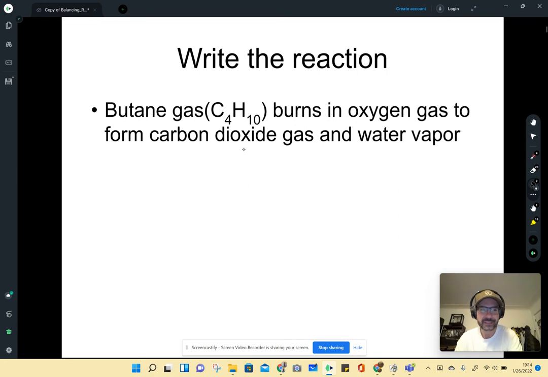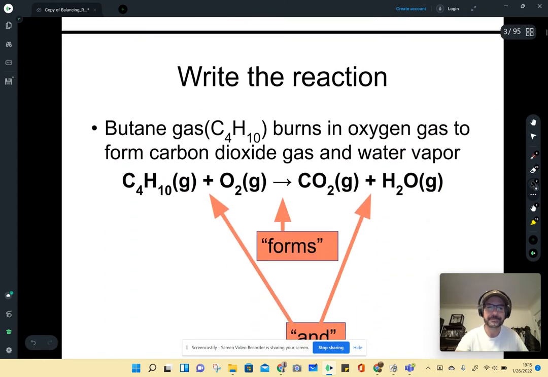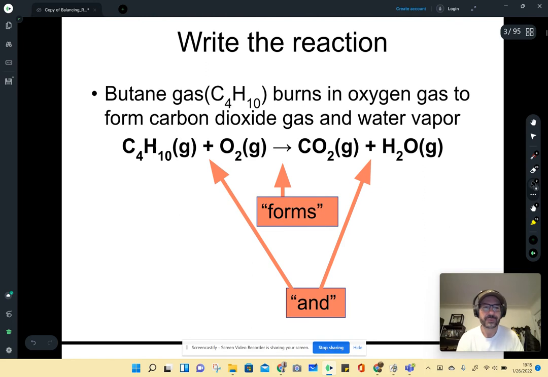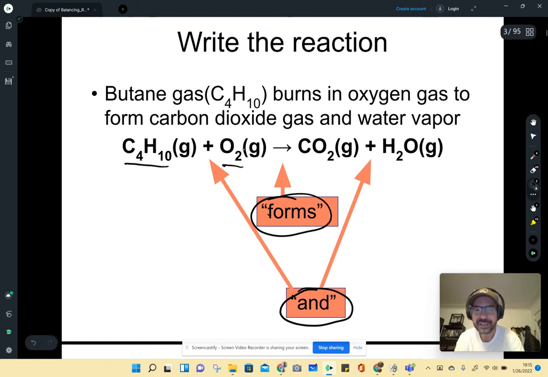All right, so we've started talking about balancing reactions. And we're going to look at a reaction. Butane, which we use in lighters, is C4H10, and it burns in oxygen to form, just like every hydrocarbon when it burns, carbon dioxide and water vapor. So you're being asked to write this. The way we can read this once it's written is that butane gas and oxygen gas form carbon dioxide gas and water as a gas.